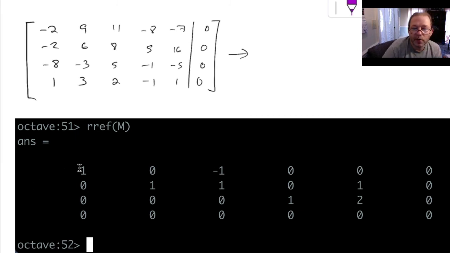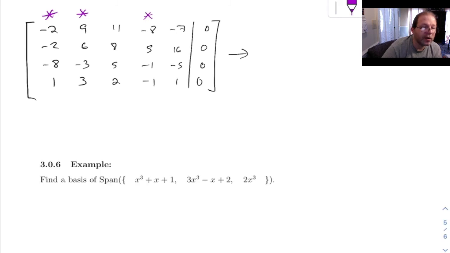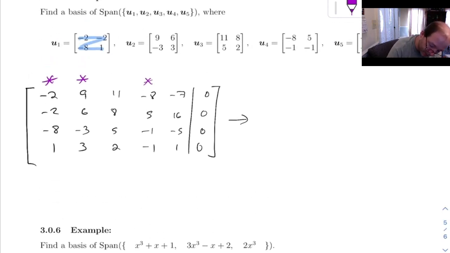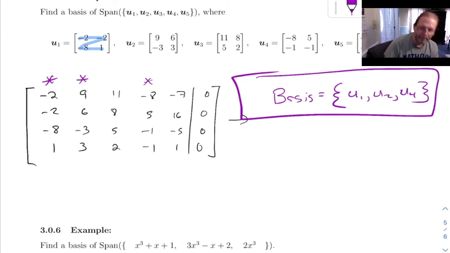So we've got a leading one in the first column, second column, not the third, fourth column, not the fifth. All right. So I'm just going to mark those off on there, and that gives me my basis. And I'm going to write this down as a basis for this is the set that contains the first, second, and fourth. So I'm just going to say U1, U2, and U4.